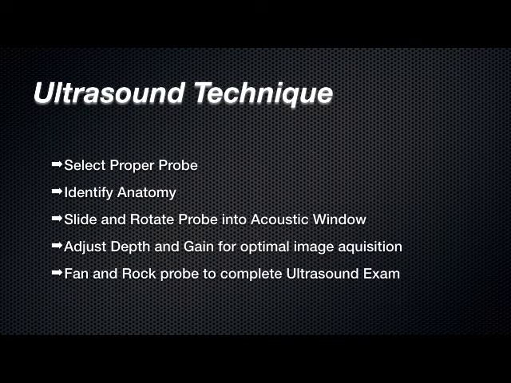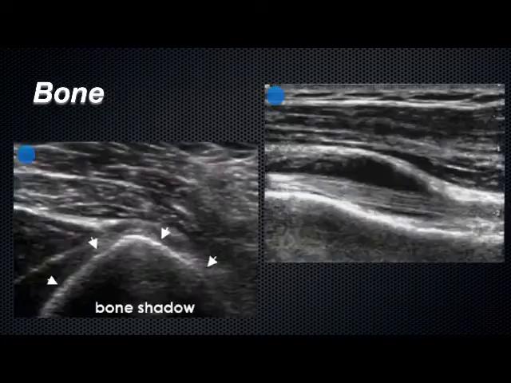So we kind of talked about this already, so I'm not going to talk too much more about this. I want to sort of move into some pictures, which might be helpful for you. And this is what bone looks like. So that very bright white line that's right here kind of looks like an upside down U or upside down V. That's a bone, and that's in the transverse plane. And the picture on the right is the bone in long axis.